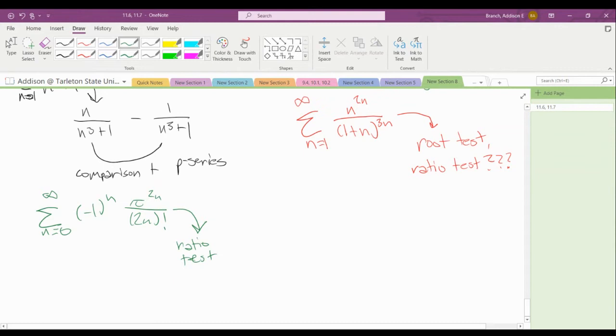And then let's see what else we have. All right, so we have this one: 1 over n times the square root of the natural log of n. For that one, if you look closely, we have this 1 over n here. So this is another one where you can do a mix of comparison and a p-series.